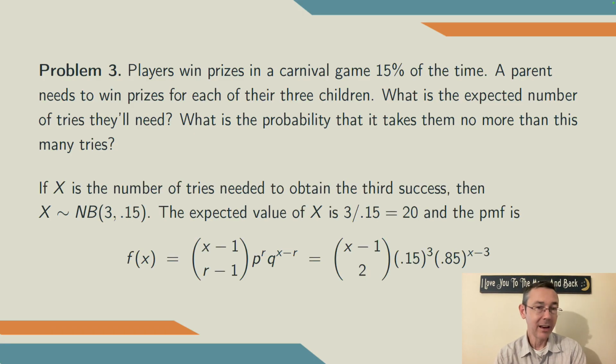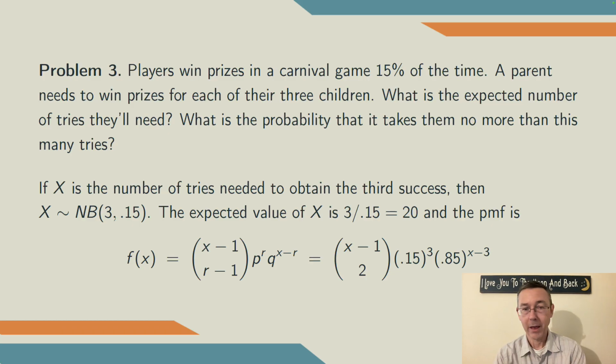So this time we're in a negative binomial distribution because we need a fixed number of successes, in this case r equals 3, in a sequence of Bernoulli trials. That is, random experiments with 2 possible outcomes, success and failure, that are all identical and independent of one another. The expected value is r over p, so 3 over 0.15 or 20. And the probability mass function is x minus 1 choose r minus 1 times p to the r times q to the x minus r.